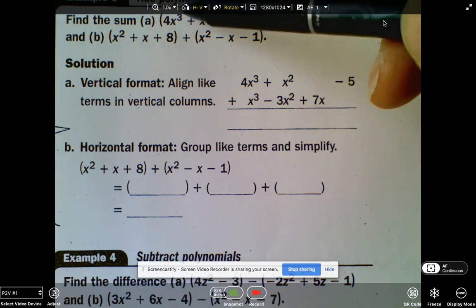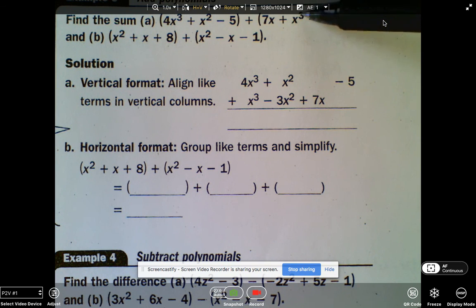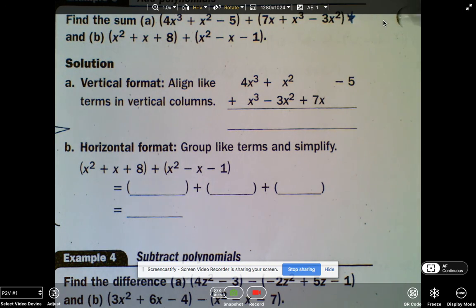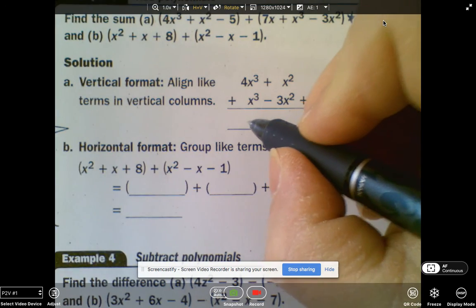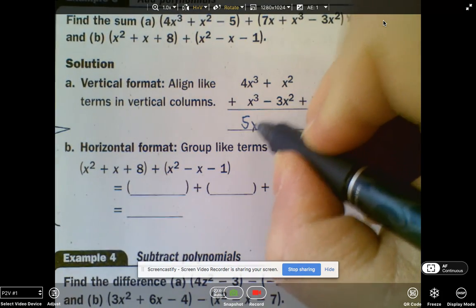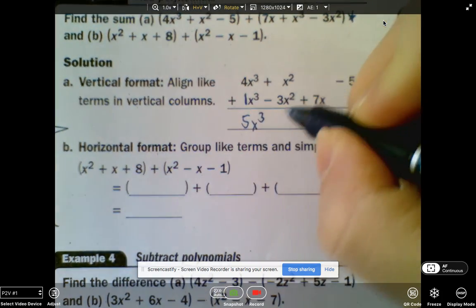Wait, nope, I take it back. That's in order, and then this one they had to change it, put the x to the 3rd, negative 3x squared, and then plus 7x. So now when you add going this way, it's just like terms. This would be 5x to the 3rd, so assumed 1 there.